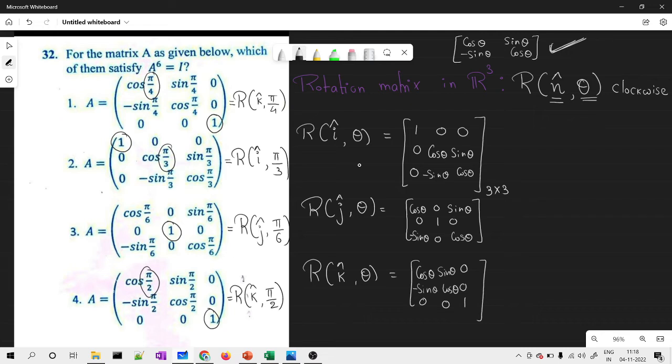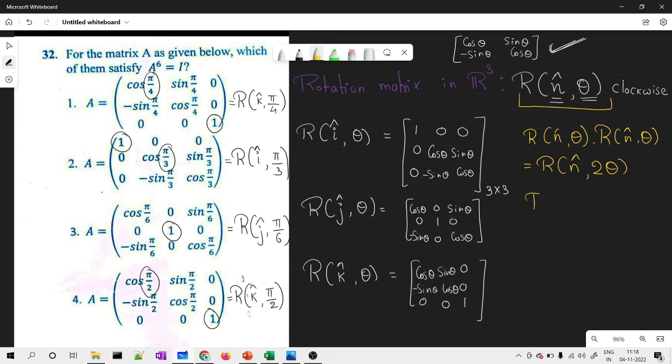Now if you see this very carefully, we know that for the rotation matrix, for example, suppose I have this as my rotation matrix, R n cap theta, and if I take its square, multiplying it with itself, what will happen? The elements will get rotated twice with the angle theta. So the output would be R n cap with the axis of rotation the same, but the angle doubled.